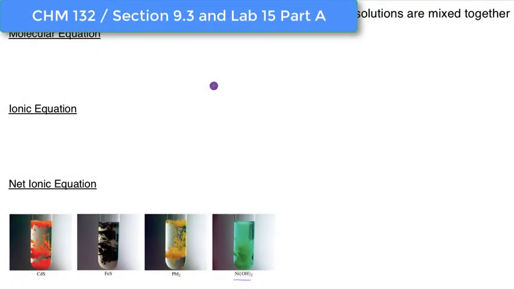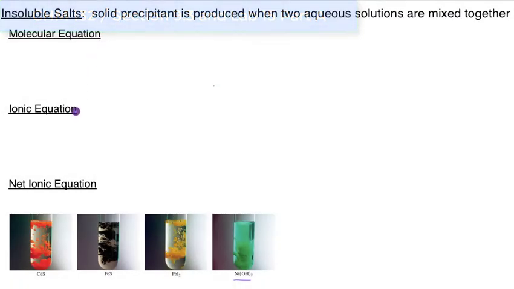Let's use this slide and talk about how to fill out these different types of equations for a given reaction. The reaction that I want to use is the one for the formation of nickel(II) hydroxide, this insoluble salt down here.